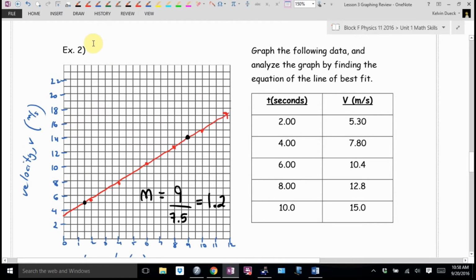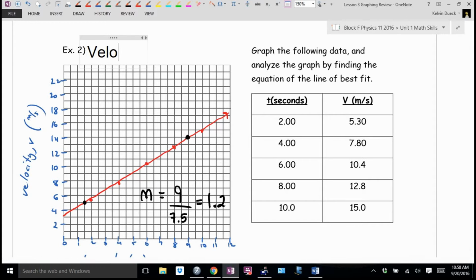In fact, the next thing I need to do is put a title. Every graph has to have a title. How about velocity versus time, which is what I'm graphing? Put a title on here, please. Okay, I think I forgot to put a title on, in which case I'm embarrassed if I did.